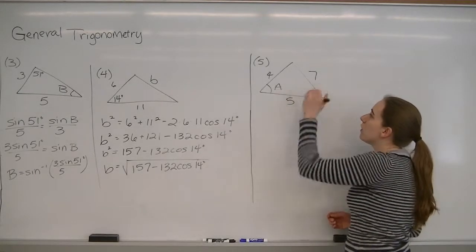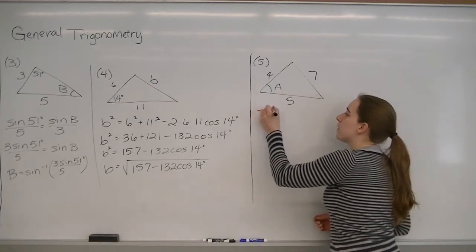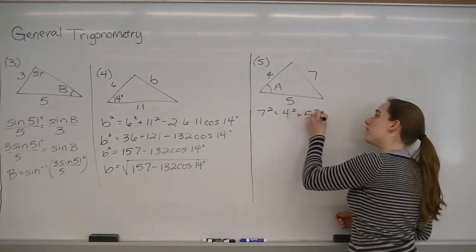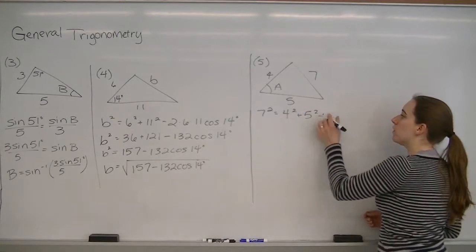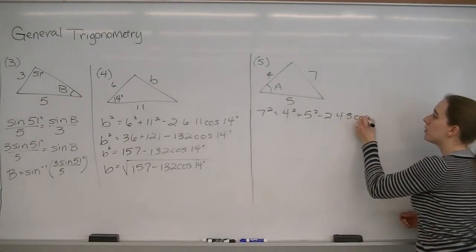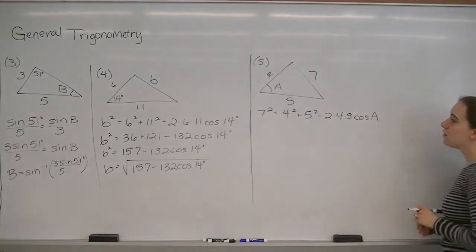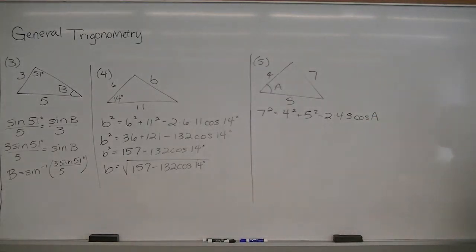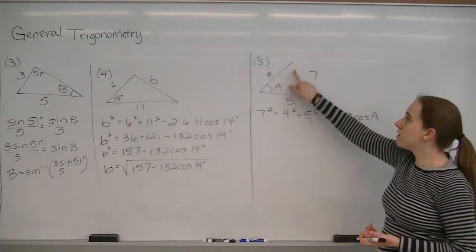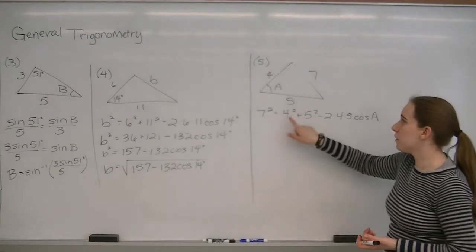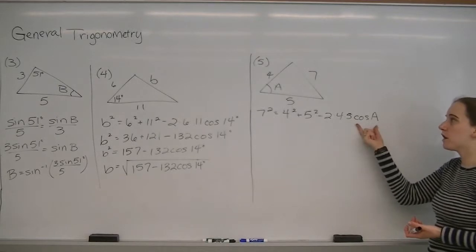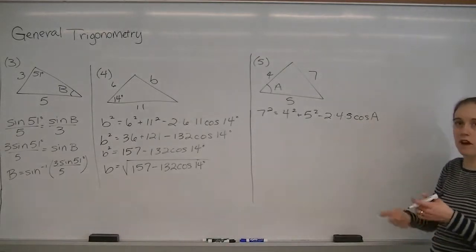So here, it's the angle opposite the 7 side, so 7 squared is equal to 4 squared plus 5 squared minus 2 times 4 times 5 times the cosine of that angle opposite the 7. So that's where the A comes in. If we, for instance, called this angle B and we wanted to find B, we would just set it up so we'd have 5 squared is equal to 4 squared plus 7 squared minus 2 times 4 times 7 cosine B. So all we have to do is just shuffle around where the sides go.